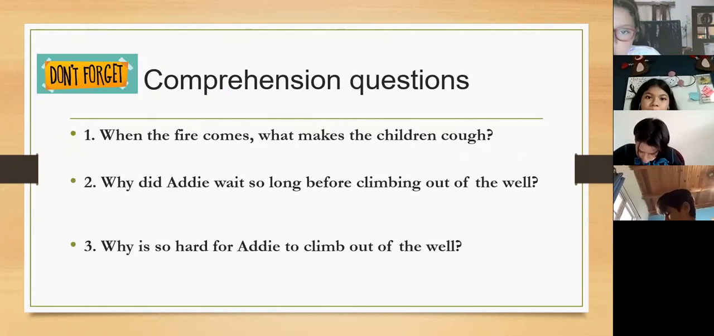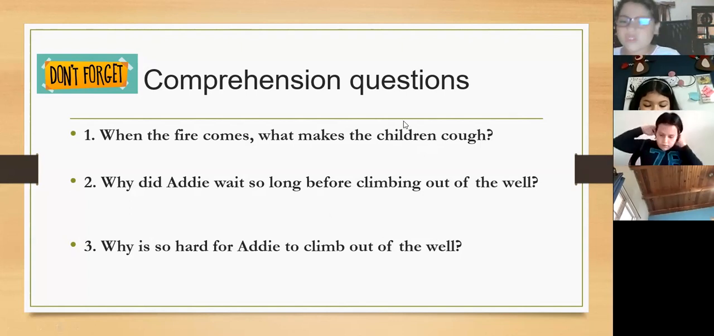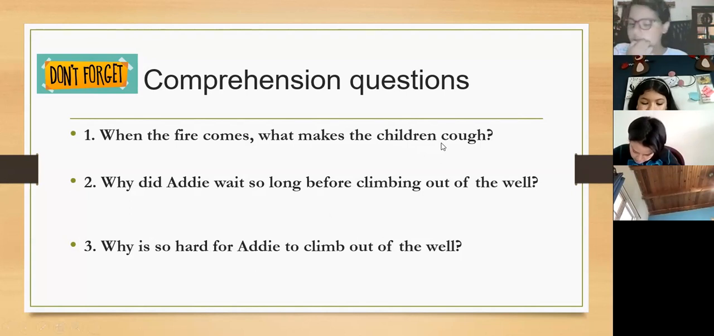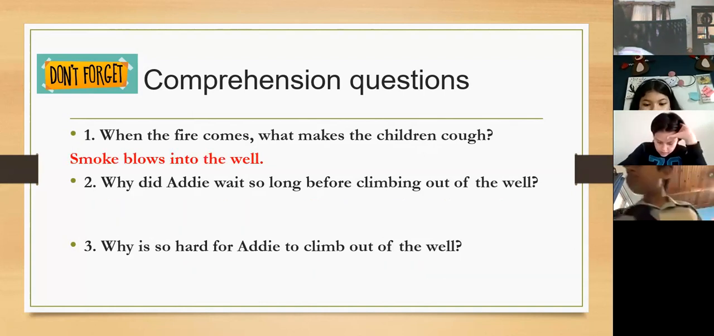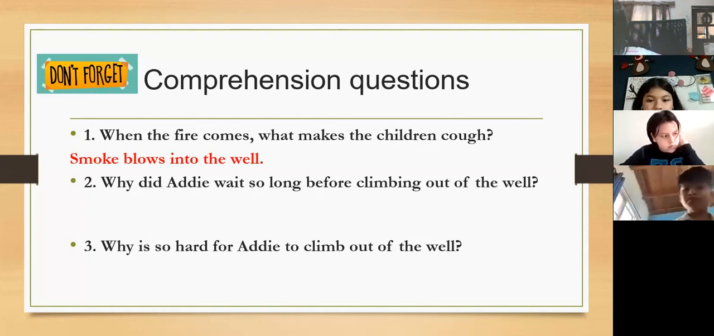Okay, don't forget, you need to read it. Now, these questions you have in your notebook also. When the fire comes, remember the fire was in a prairie. It's not in Addy's house, it's in a prairie. What makes the children cough, class? Very good. Answer number 1: Addy listened to a lot of bells of the cows, animals. Smoke blows into the well. That's right. Now, number 2, why did Addy wait so long before climbing out?